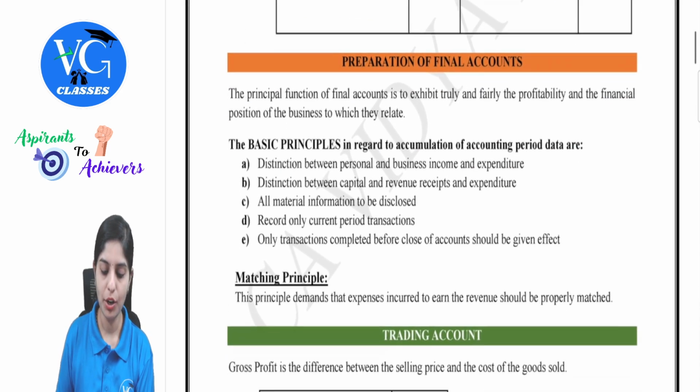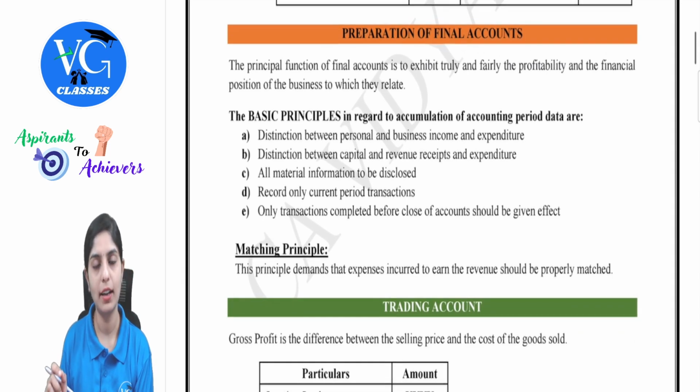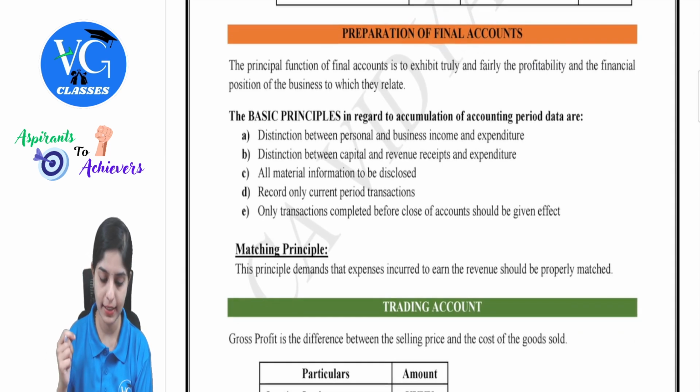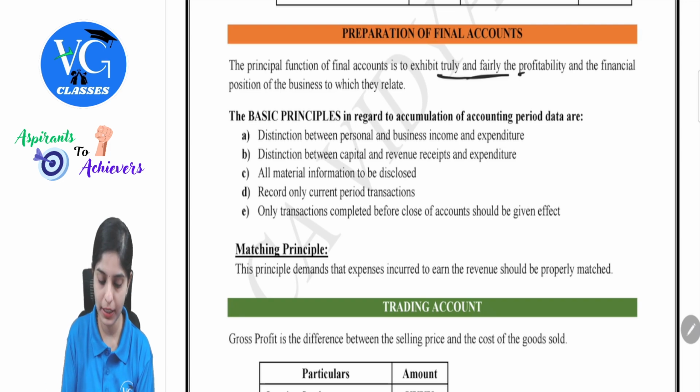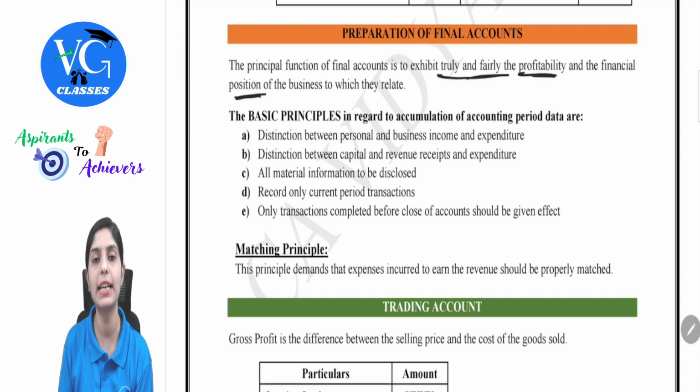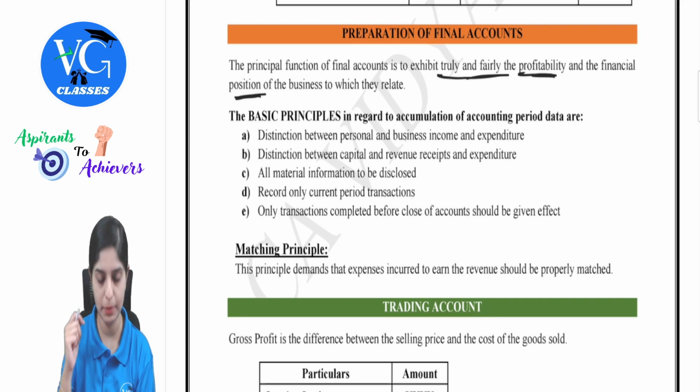Moving on to preparation of final accounts. What are the basic steps we need to comply with in order to prepare and present final accounts? See, the principal function, that is the objective here, is to exhibit what? A true and fair presentation of the profitability and the financial position of the business. Whenever we look at financial position, it is nothing but our balance sheet, which presents our assets and liabilities.